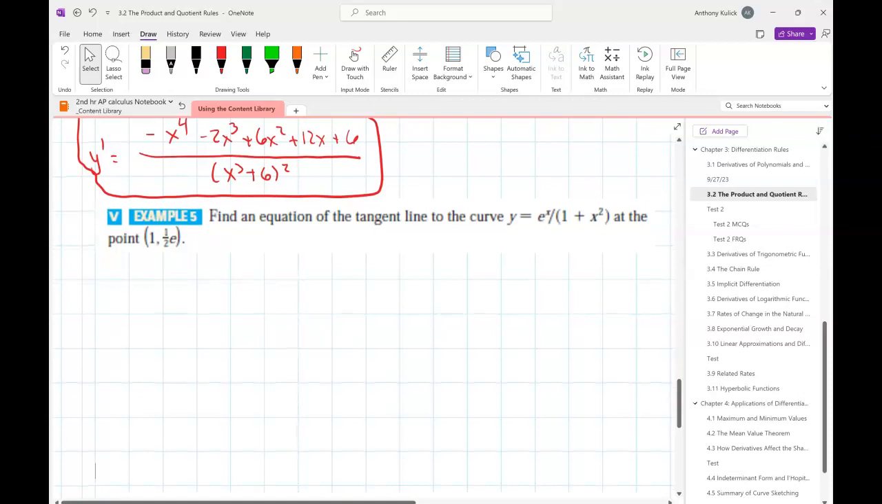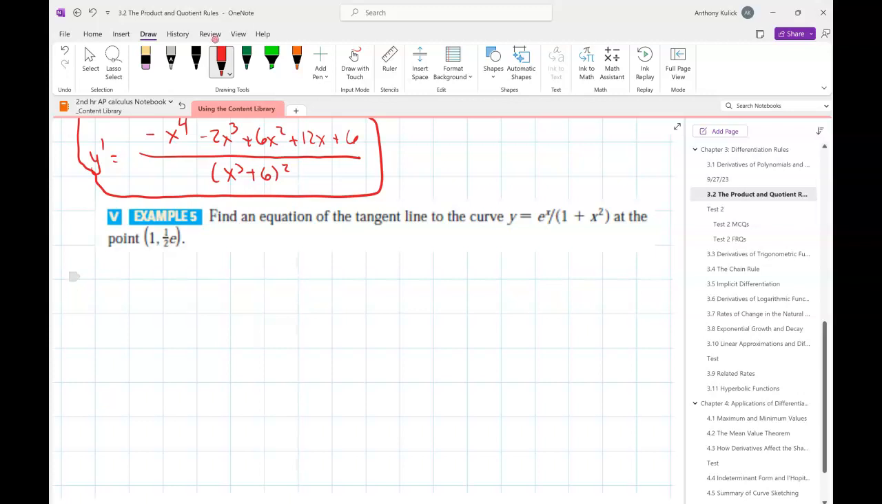All right, let's do another. So it says find the equation of the tangent line to the curve at this point. Okay, so if I want the equation for the tangent line at a certain point, all I need is the slope at that point, correct? To get that slope, what am I going to need? The derivative.